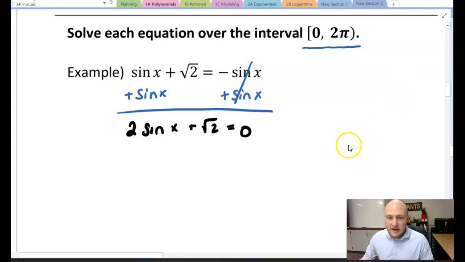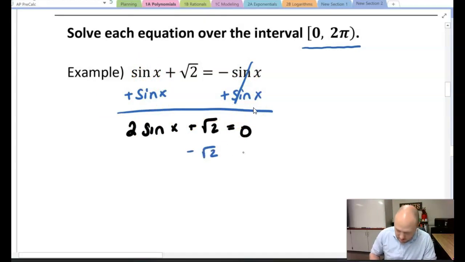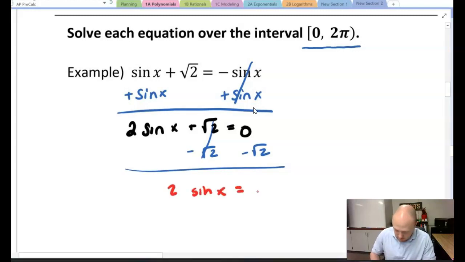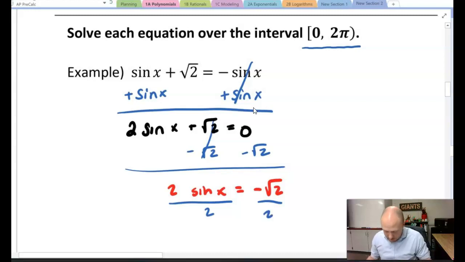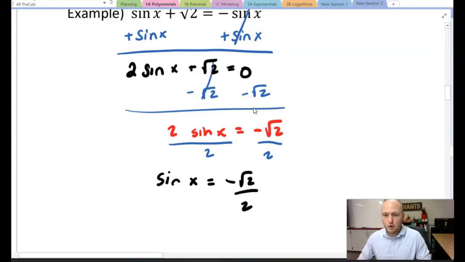Okay, and then now what I'm going to go ahead and do is I'm going to isolate my sine of x. I guess I could have moved the sine of x to this side, but I'm a sucker for keeping my main function, the coefficient, positive. Okay, so I'll move that over. We get 2 sine x equals negative root 2. And then we'll go ahead and isolate our trig function by dividing both sides by 2. So here's what we get. We get sine of x equals negative square root of 2 over 2.